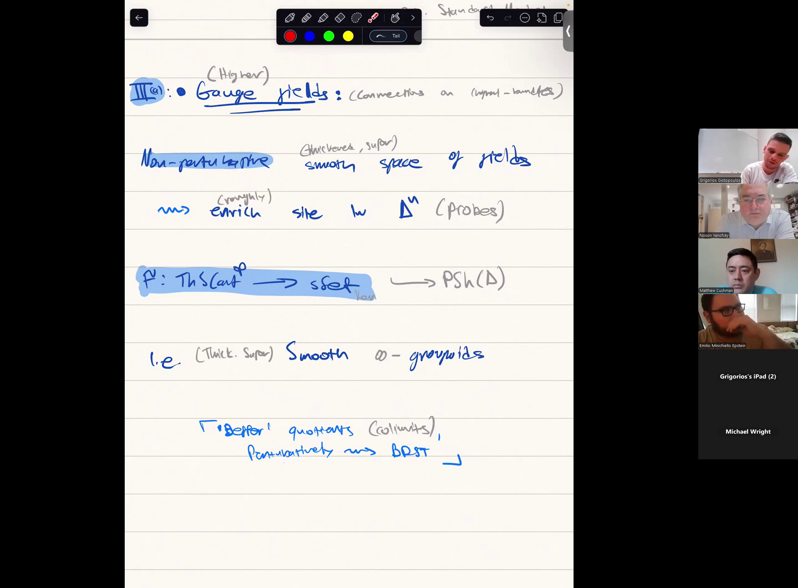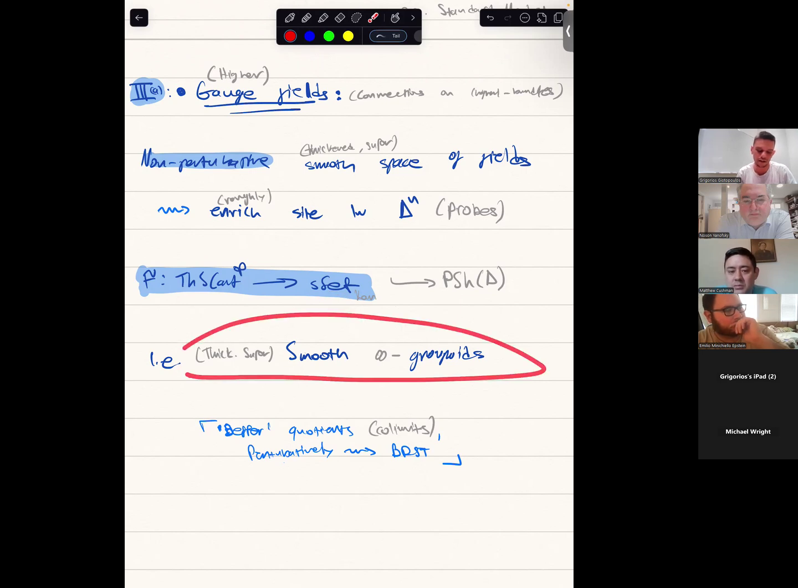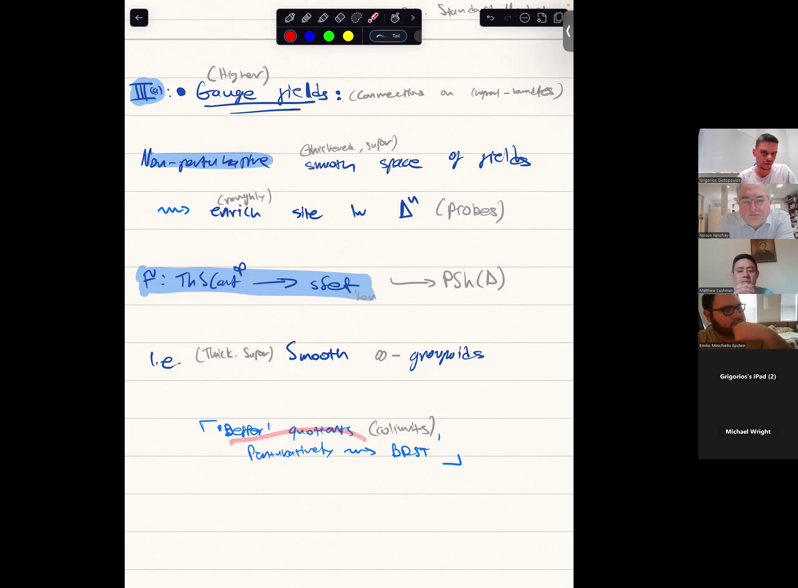So you enrich the site further in an appropriate sense, and then you're valued into simplicial sets or Kan complexes. Okay, but you can view it as starting from thick and super Cartesian spaces valued into simplicial sets. This would define what is thick and smooth super smooth infinity groupoids. Okay, and then you get better quotients, colimits if you want here.